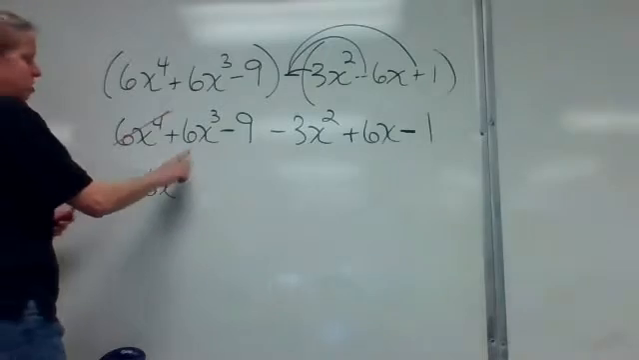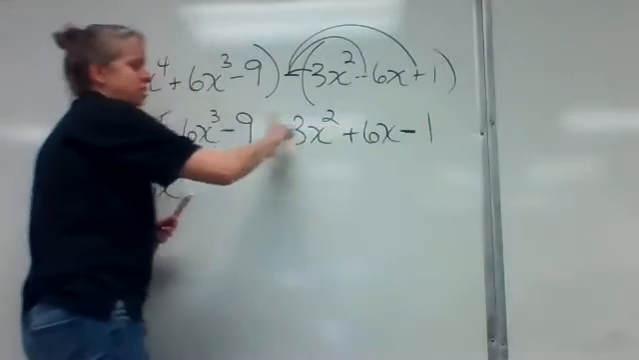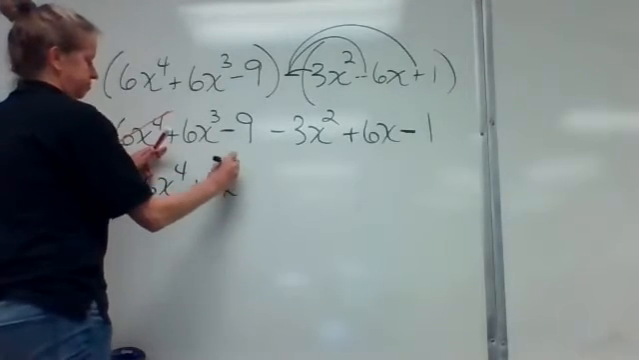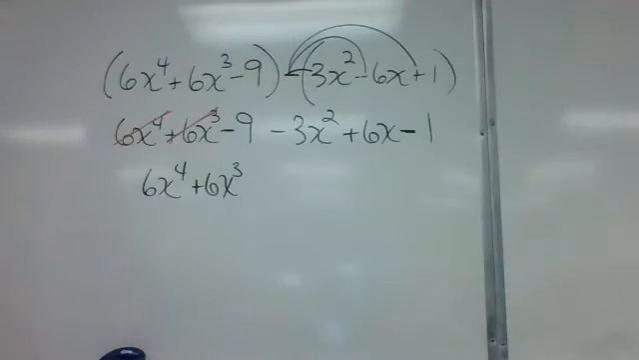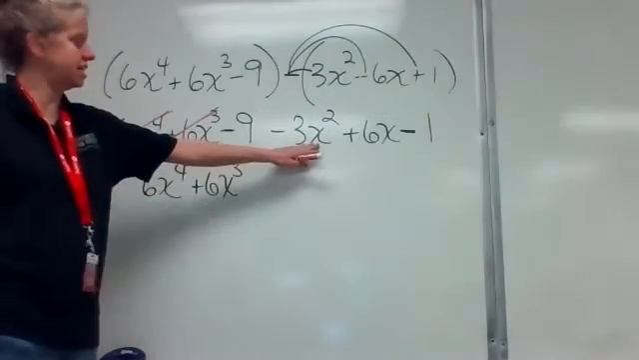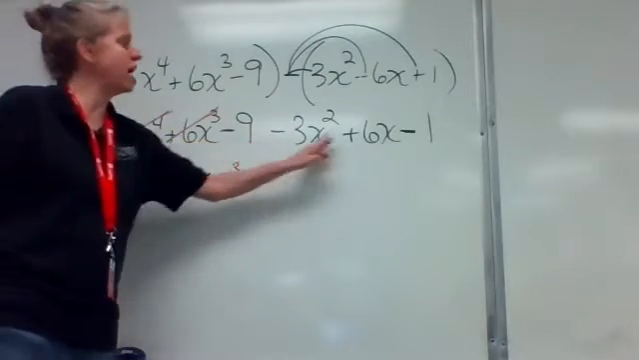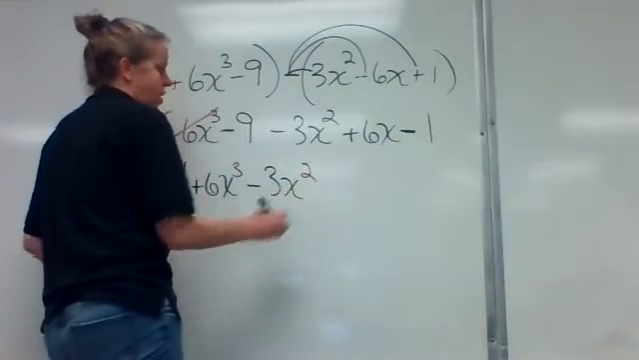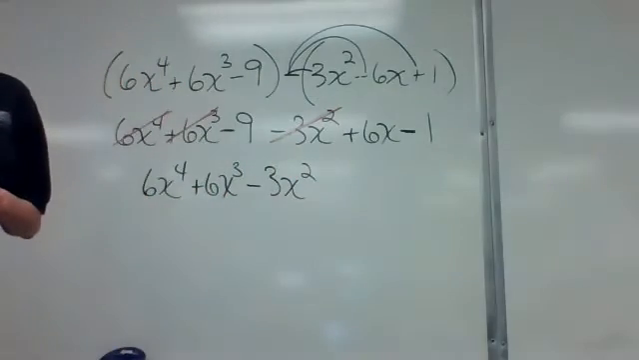Now, after x to the 4th comes x to the 3rd. Here's an x to the 3rd. When I'm looking for other x to the 3rds, I don't see any, so it's by itself. And then I'm done with my x to the 3rds. So now I'm looking for x to the 2nds. When I'm looking for x to the 2nds, here's the only one I see. There's no other x squareds to put it with, so I'll just bring it down. Minus 3x squared, which means now I'm done with my x squareds.